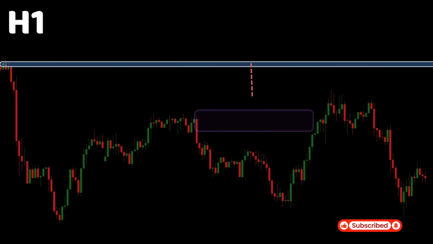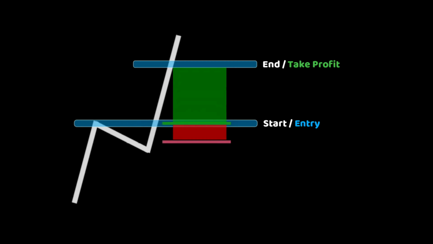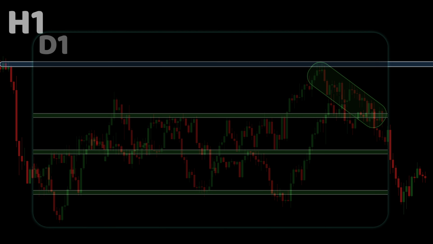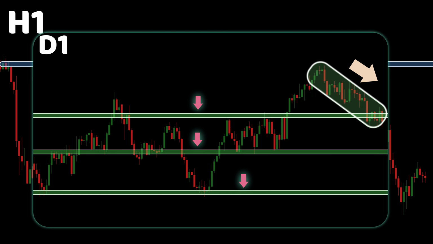Here you will be guided by the key levels that you have drawn on the daily time frame, and these key levels will tell you where your potential trades will start or end. Here the most high probability trades are the ones that are in line with the daily time frame immediate trend direction, while keeping in mind the weekly time frame key levels.